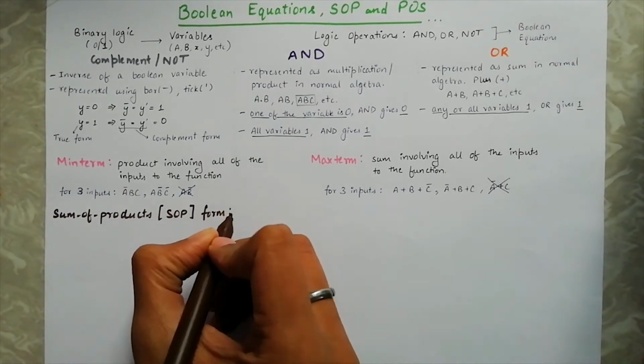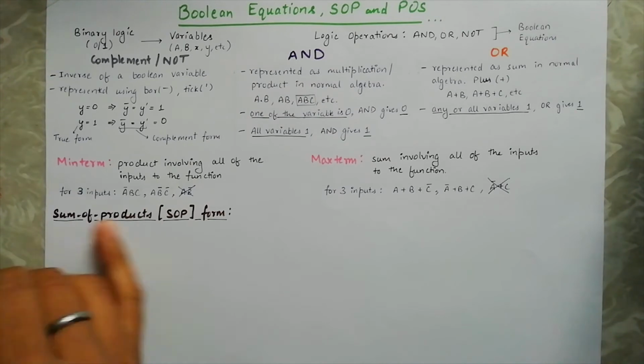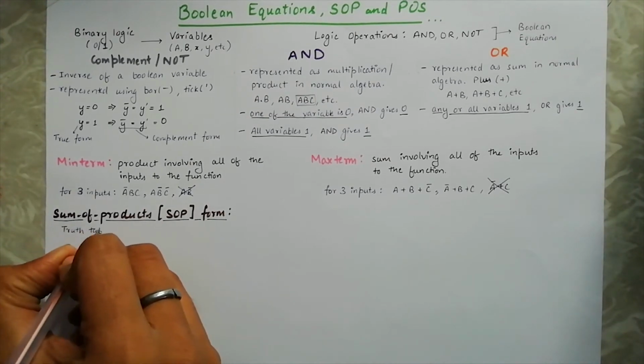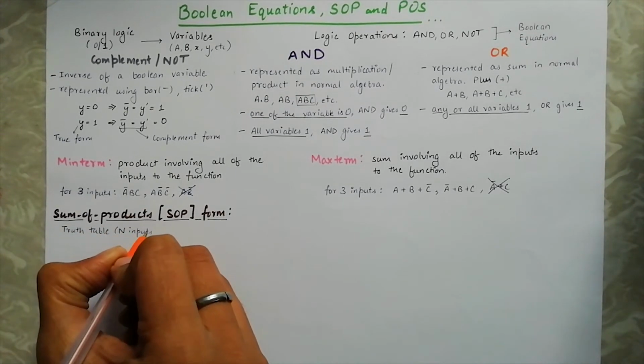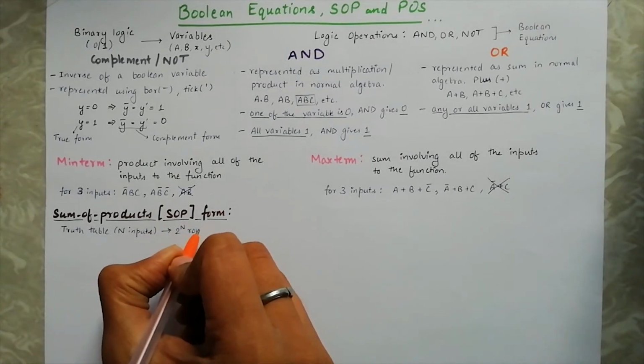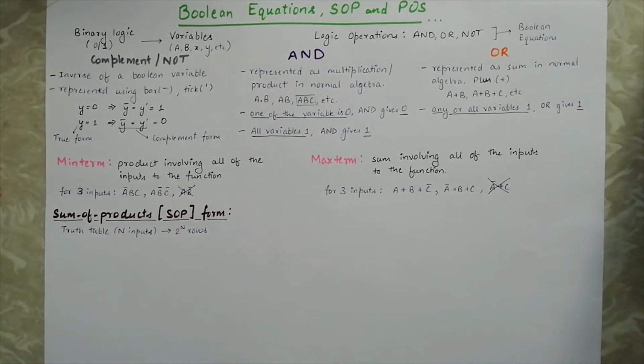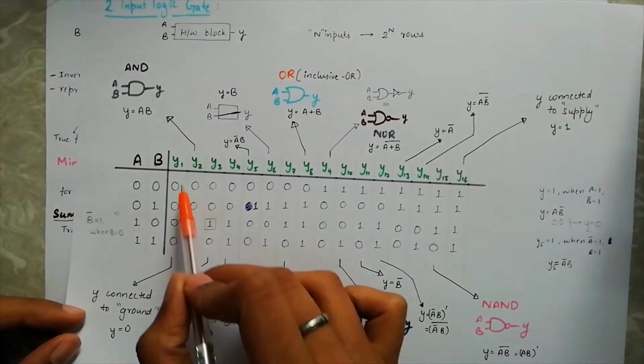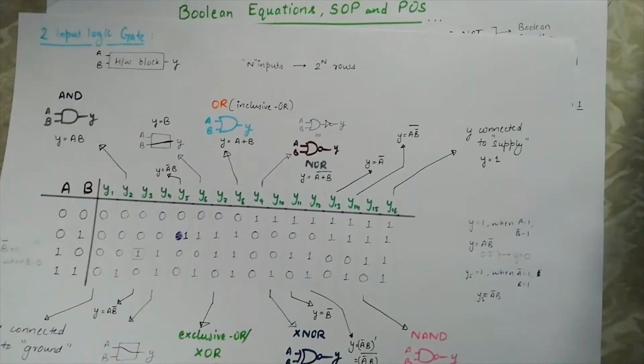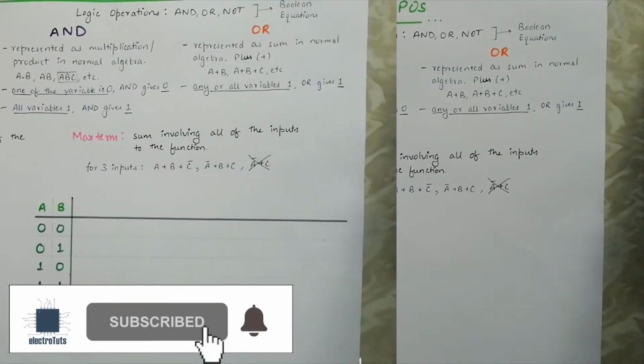Sum of products form. If you look at a truth table containing n input variables, it contains 2 to the power n rows, one for each possible value of input. Like for 2 inputs, we had 2 to the power of 2 equal to 4 rows. Let me write these again.